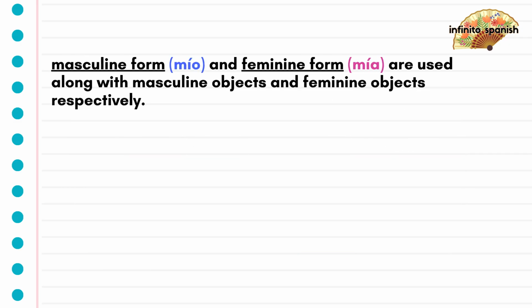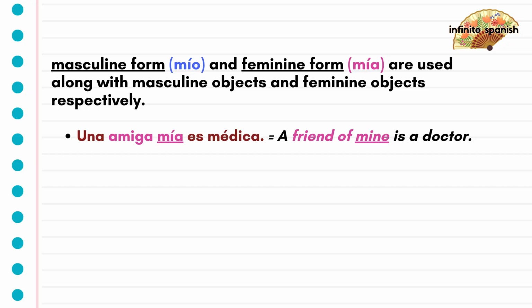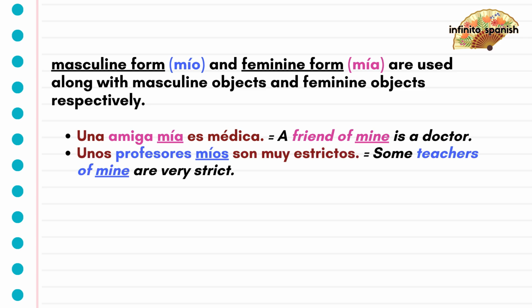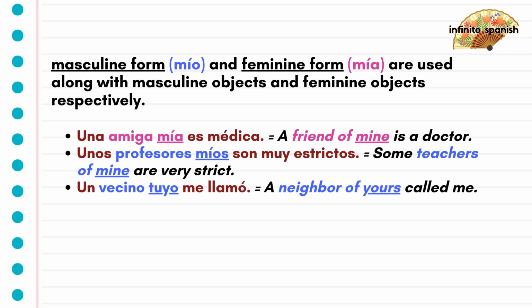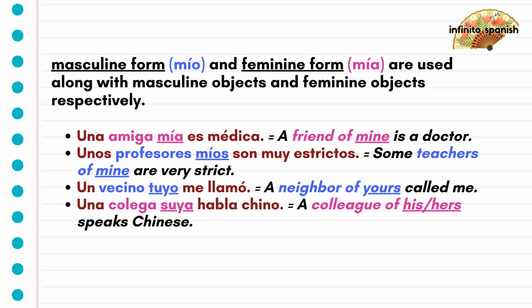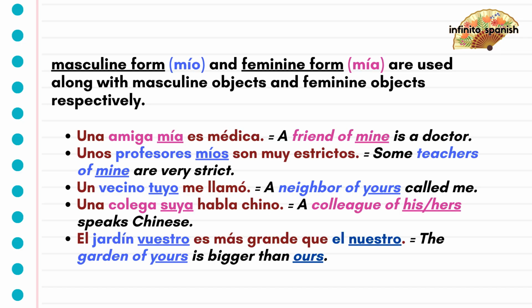These forms change to match the gender and number of the object being possessed. Let's look at some examples. Una amiga mía es médica. A friend of mine is a doctor. Unos profesores míos son muy estrictos. Some teachers of mine are very strict. Un vecino tuyo me llamó. A neighbor of yours called me. Una colega suya habla chino. A colleague of his or hers speaks Chinese. El jardín vuestro es más grande que el nuestro. The garden of yours is bigger than of ours. Notice that vuestro and nuestro keep the same pattern as before.